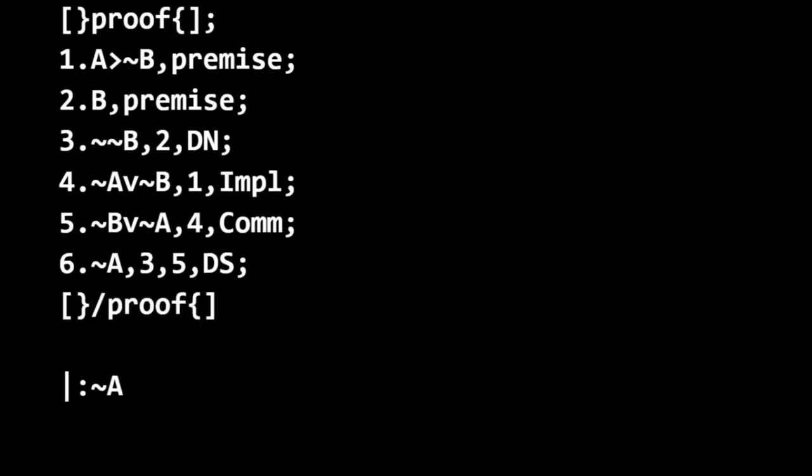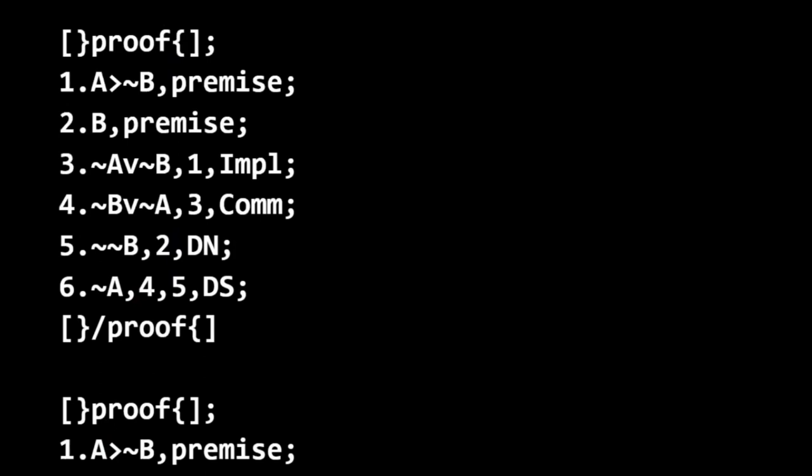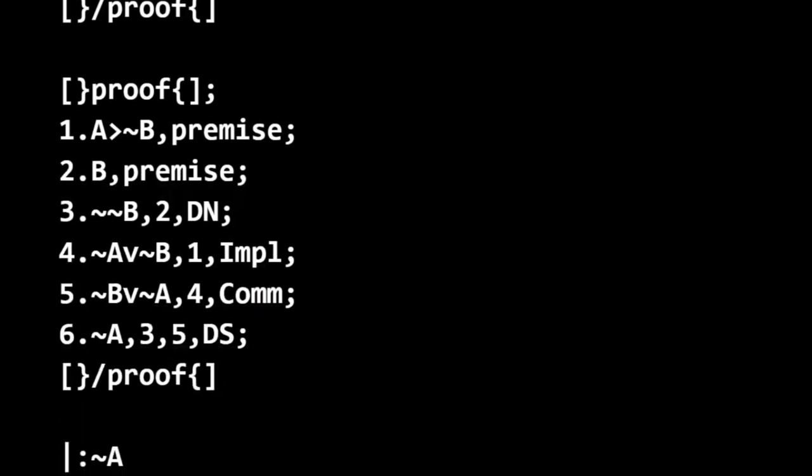And notice that this proof takes six lines or four steps, and the previous version of the proof also took six lines or four steps. So both of these proofs are just as good. They're adequate. They prove the argument involved here. And they take the same amount of steps. So they are both just as good.